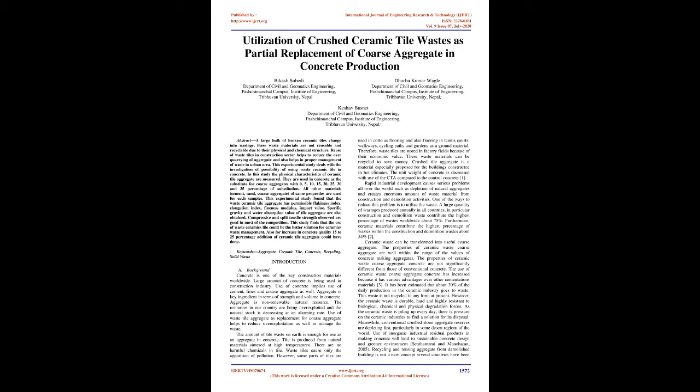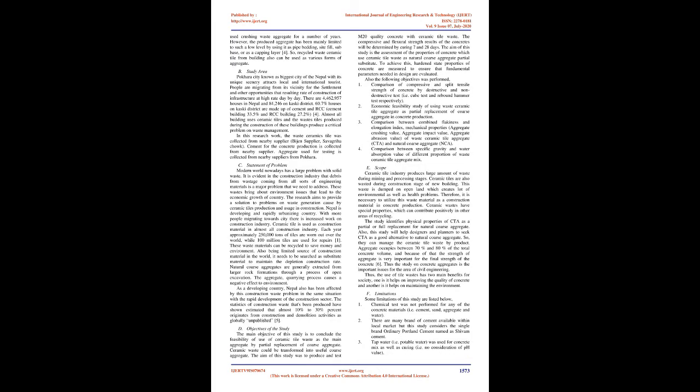Crushed tile aggregate is a material especially proposed for buildings constructed in hot climates. The unit weight of concrete is decreased with use of the CTA compared to the control concrete one. Rapid industrial development causes serious problems all over the world, such as depletion of natural aggregates, and creates an enormous amount of waste material from construction and demolition activities. One of the ways to reduce this problem is to utilize the waste.